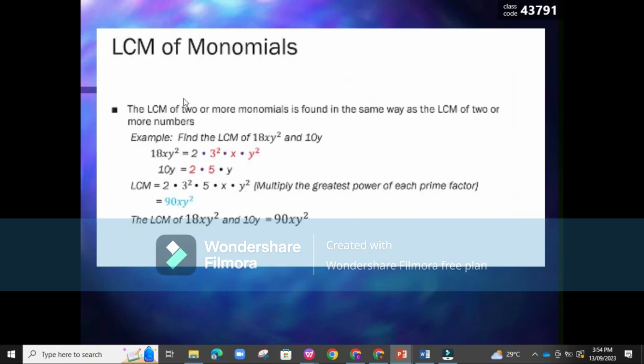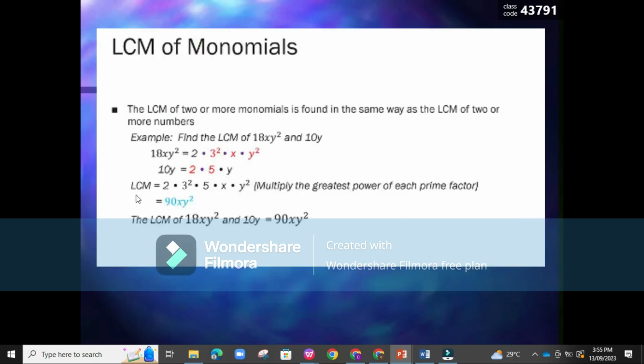Then, another example. The least common multiple of 2 or more monomials is found in the same way as the LCM of 2 or more numbers. So, find the LCM of 18xy squared and 10y. We are going to factor out the prime factors of 18. We have 2 times 3 squared. Why is it 3 squared? That is actually 2 times 3 times 3, but since 3 repeats as a prime factor, we just write 3 squared, times x times y squared. The prime factors of 10 are 2 times 5, then times y.